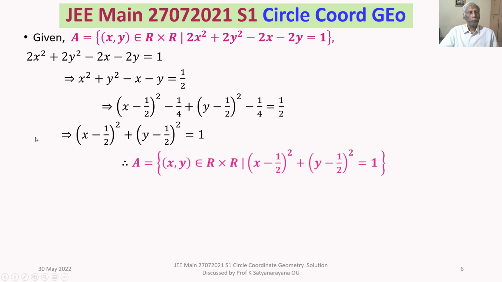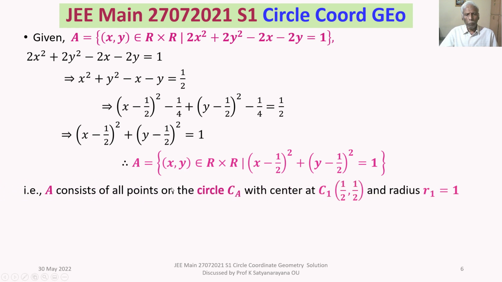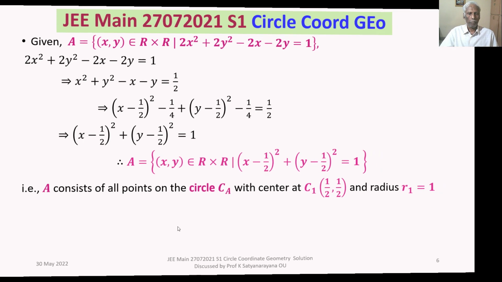And that is, A consists of all points on the circle. Let us name that circle C_A, circle C related to A, with center C1 at (1/2, 1/2) and the radius R1 equal to 1.